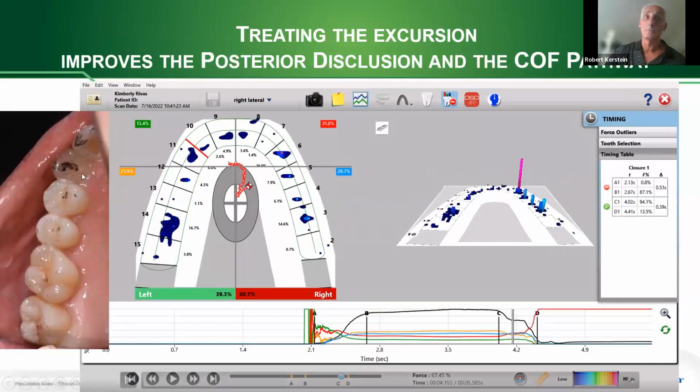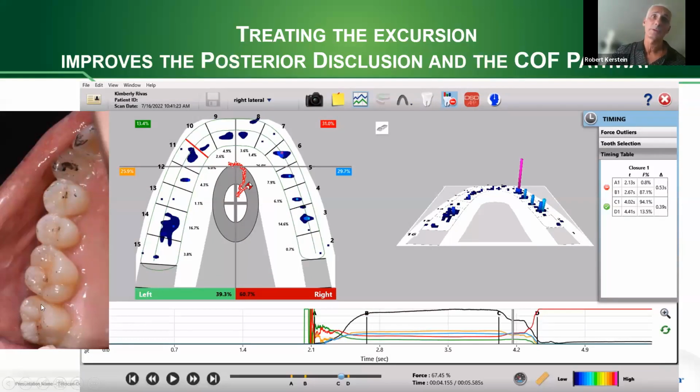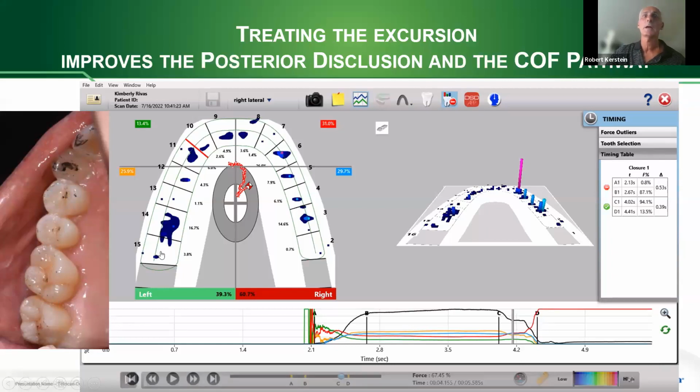Now, after we treat this person, you see we've left mostly central fossa contacts and small cusp tip contacts, although there are flaws. There's a flaw right there. There's a flaw right there. There are flaws right there. It's very hard to get a perfect paper mark pattern.